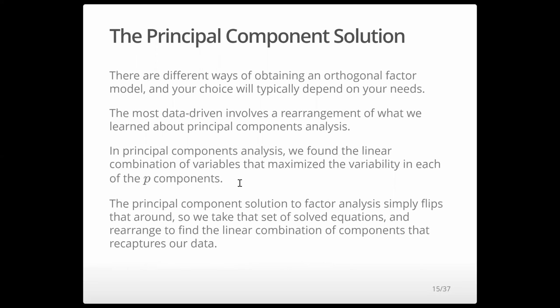There are different ways of obtaining an orthogonal factor model, and how you do it will depend on what you need. The most data-driven approach, most similar to principal components analysis, is called the principal component solution. Here what we do essentially is take the principal components, keep just the M that we need, and now we're going in reverse. So we're finding the linear combination of those variables that's going to recapture our data.